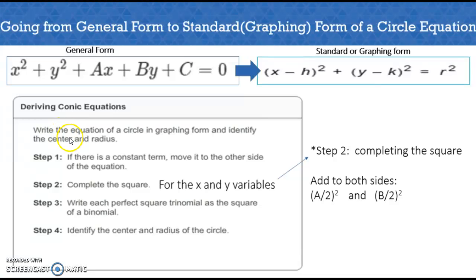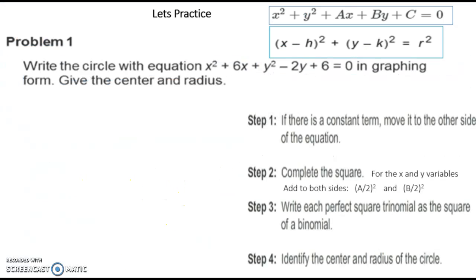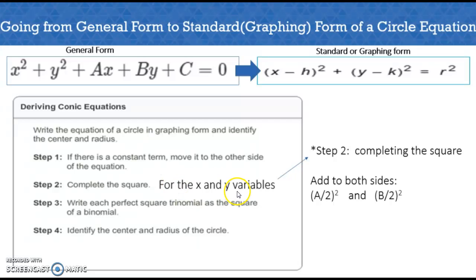So the steps here are, first of all, if there's a constant term, so if there's a term without a variable attached to it, that's c, we would move it to the other side of the equation. So I would subtract it or add it if it was negative. Get it to the other side of the equation. That's the first step. The second step is to complete the square for each the x and the y variables.